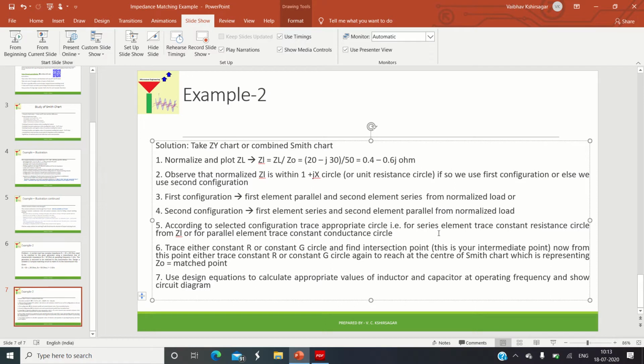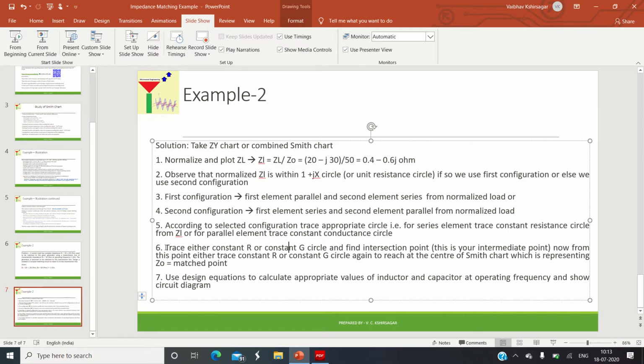Okay. So the first element is series, right? If the first element is series, please remember, from the given point of load impedance we need to trace a constant resistance circle. And for the parallel element, we are going to trace a constant conductance circle. Okay. So then come to step number 6.